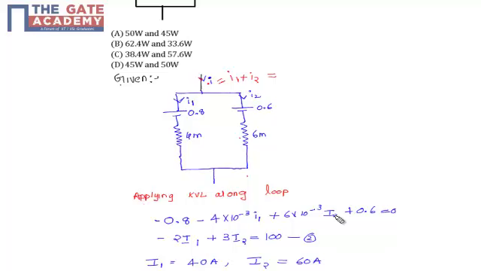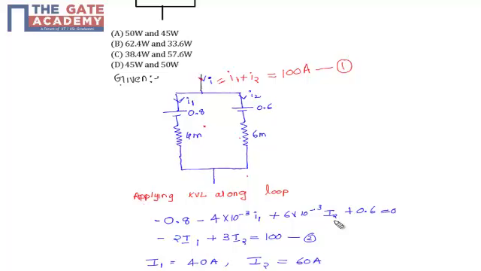The value of I is equal to 100, that is, I1 is the current flowing through S1 and the current flowing through S2 is I2. I1 plus I2 is 100 ampere. Take this as the first equation.